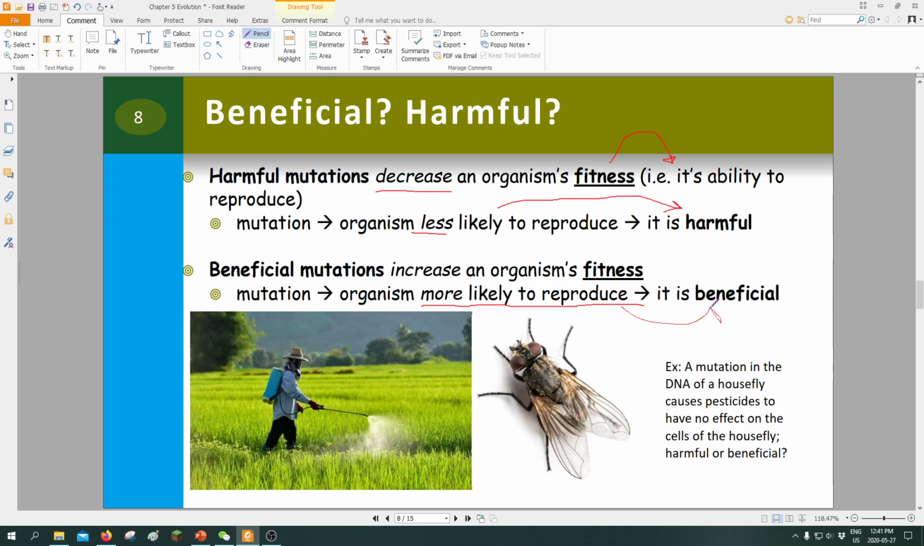So let's just take a look at an example over here, right? This is a person spraying some pesticide, and this pesticide could possibly kill this housefly.